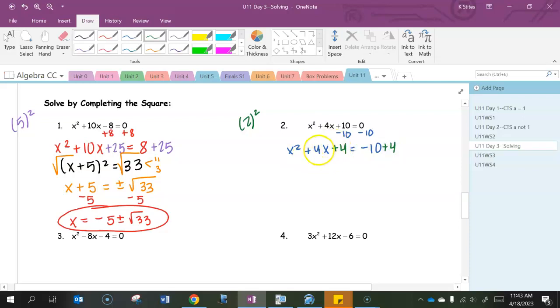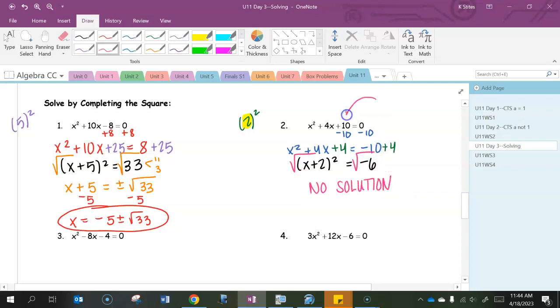Factor, multiplies to 4, adds to 4. Again, that's going to be this guy. x plus 2 squared equals, combine your like terms, -6. And then we would go ahead and root both sides, but you have a negative here. What does that mean? It means no solution.